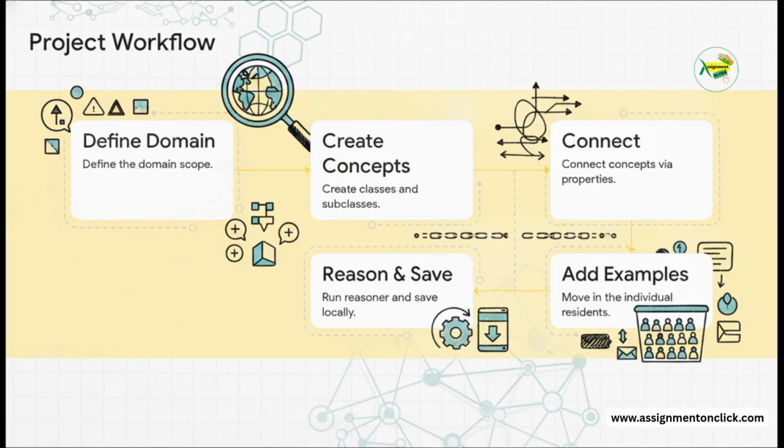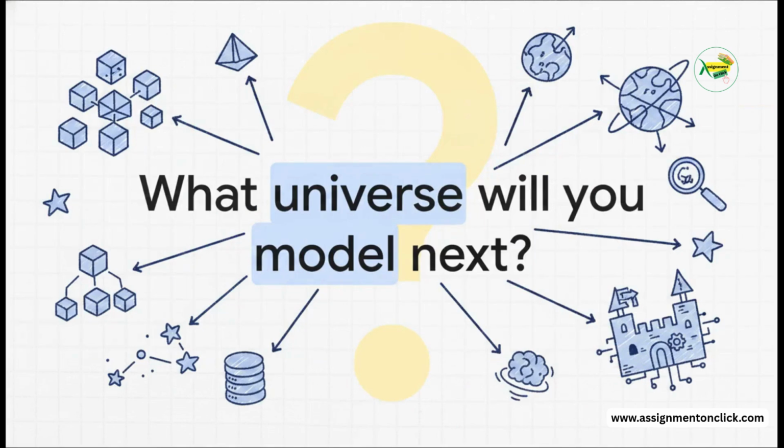That 6-step workflow we just cruised through? It's the exact same blueprint professionals use for massive, real-world knowledge graphs. You are legitimately using pro tools with a professional workflow here. You just successfully built a logically consistent, functioning university ontology. You now possess the skills to teach a computer to understand incredibly complex rules and relationships. So, the only question left for you is, what digital universe are you going to build next?